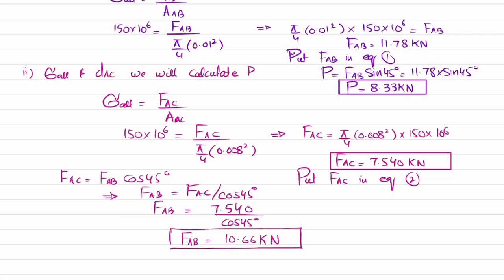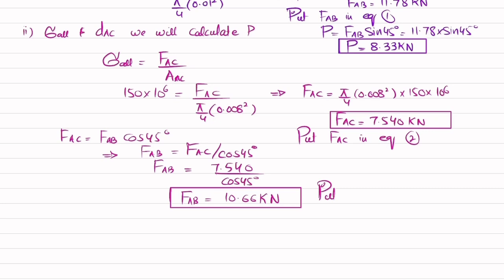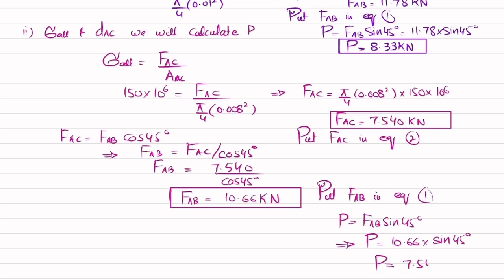We are finding FAB because FAB is equal to P divided by sine of 45 degree from equation number 1. So put FAB in equation number 1. What was equation number 1? P is equal to FAB sine of 45 degree. So from here, P is equal to 10.66 into sine of 45 degree, and you will get P equal to 7.54 kilonewton. Now this P load is the load due to diameter of AC and allowable tensile stress in rod AC.